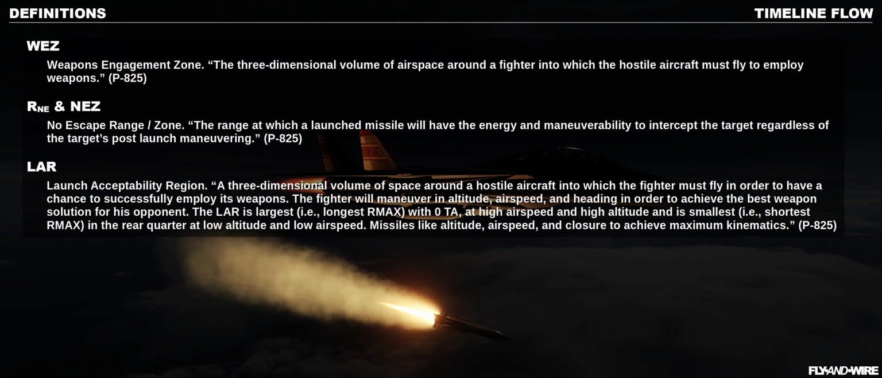Let's now see some concepts that will be useful going forward. They may not make sense entirely right now, but they will later. So WEZ, NEZ, and LAR describe the interaction between aircraft and missiles. Feel free to pause to read the definitions from the slide. Simplifying them, WEZ expresses where a missile can arrive when launched by a hostile aircraft. LAR is somewhat similar, but from the fighter's perspective. NEZ instead describes where a missile can arrive with enough energy to potentially always reach a target, no matter how it maneuvers.